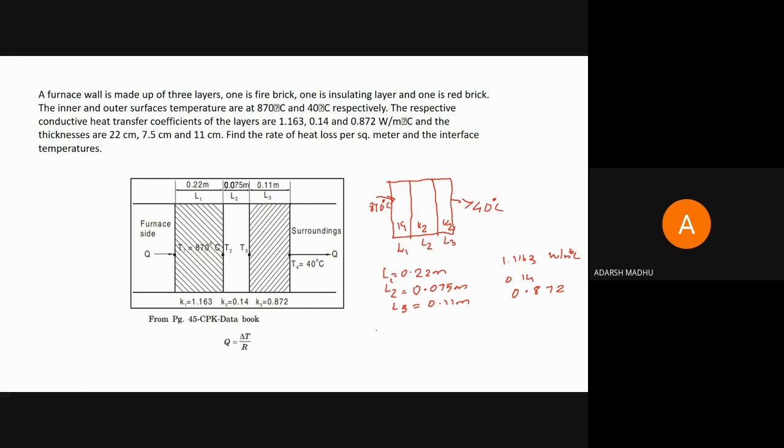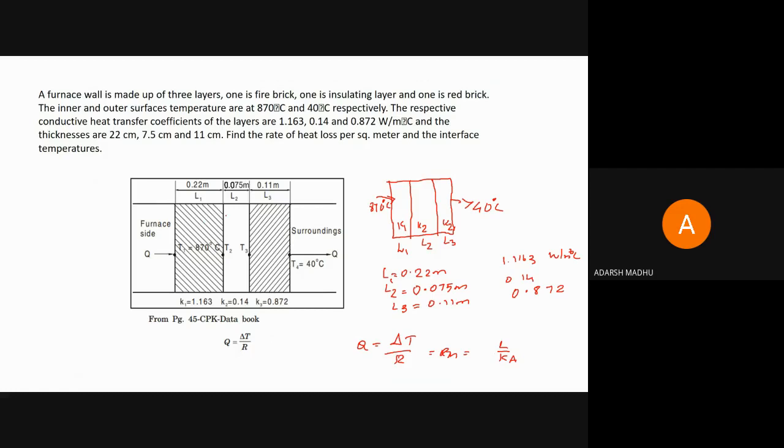Okay. So the main equation we are considering is the Fourier equation, the equation related to heat transfer, that is delta T by R. R is RTH, which for conduction is L by Ka. So here we want to find, there are two parts in this question.